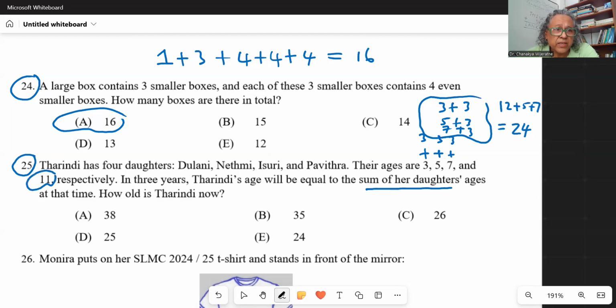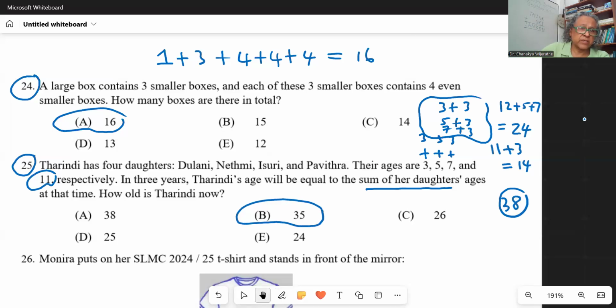11 plus 3 is 14. So 14 plus 24 is 38, right? In 3 years' time. So trying to find out Tarandi's age now, we need to subtract 3, take away 3, and that is 35. And that is Tarandi's age now, right?